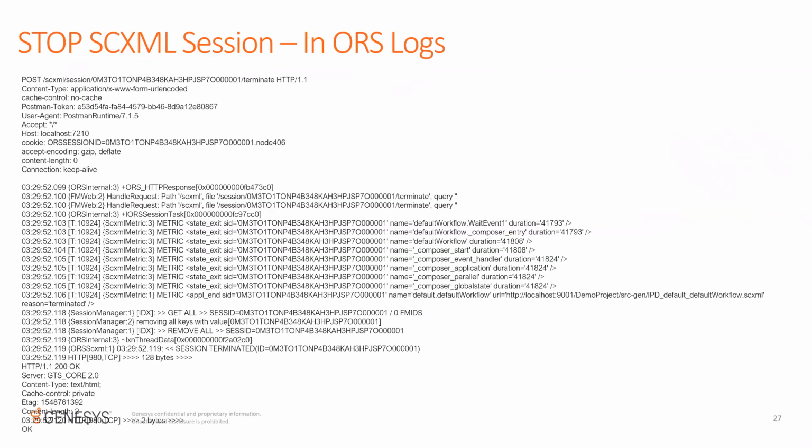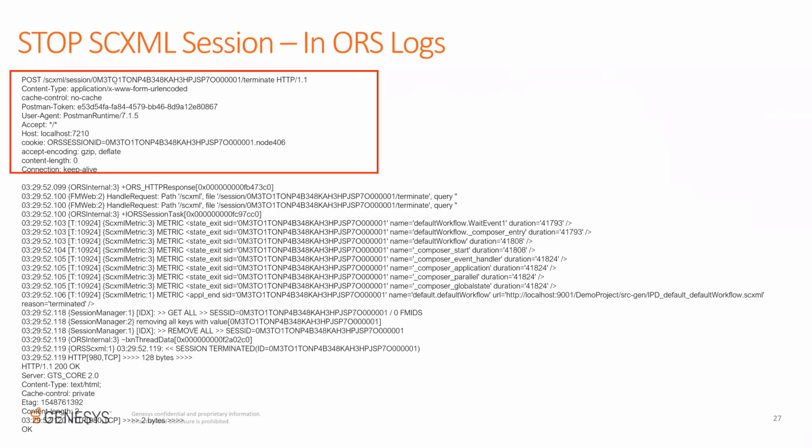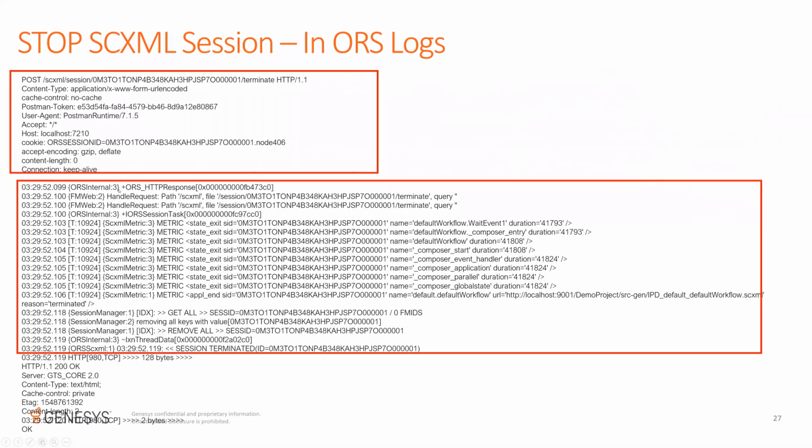So in execution, in the ORS logs, you can see the request coming. It's a POST request which is coming for this particular session to terminate. It was waiting for an event to come, so it will terminate that and exit from that state. It will exit from your workflow. It will clear it from your session map. The session will be cleared from the session map, and 200 OK will be sent to your REST client.